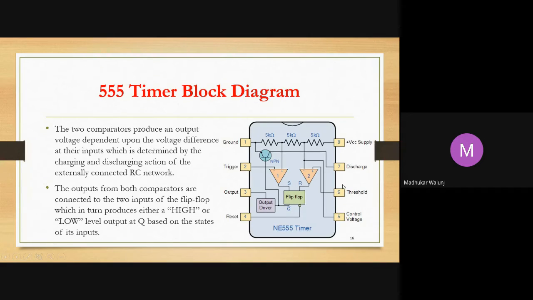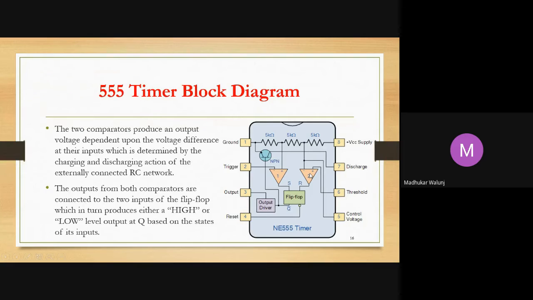Then we have a threshold voltage that is connected externally to the RC network, so that the capacitor gets charged to give us a voltage greater than the 2/3 VCC, and finally it will discharge through pin number 7 to give a voltage that is less than the 2/3 VCC, and so on.